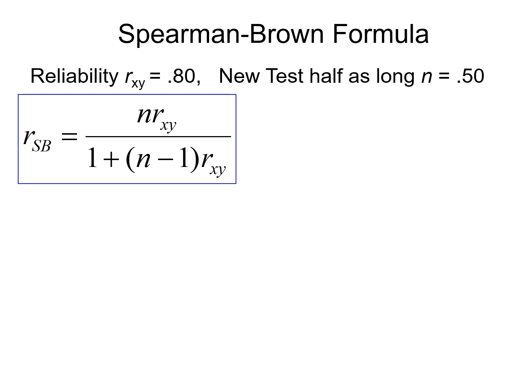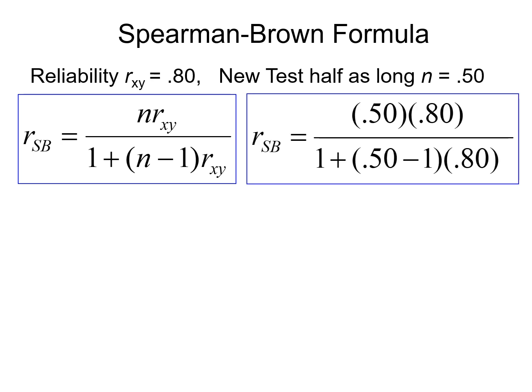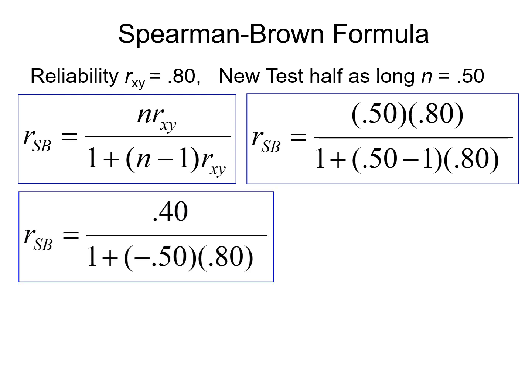So the two numbers we need to run this equation are reliability, in this case 0.8, and the ratio of the test, half as long, 0.50. So I'm just going to plug those numbers into this equation. At the top of the equation, I have n, the new test length, by reliability, so 0.5 times 0.8. The bottom is 1 plus n minus 1 multiplied by reliability. So again, 1 plus 0.5 minus 1 times 0.8. I'm now going to just do the math.